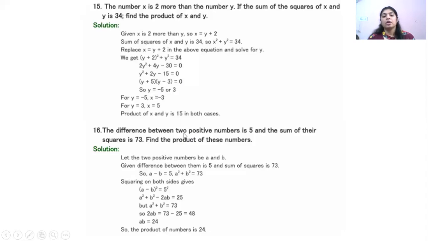Here the condition of two positive numbers is not there, so we can take y as minus 5 or 3. When y is minus 5, then minus 5 plus 2, x is equal to minus 3. And when y is equal to 3, then x is equal to 3 plus 2, which is 5. And the product of x and y in both cases is equal to 15. Minus 5 into minus 3, minus minus is plus, 5 times 3 is 15. And 3 into 5 is 15.